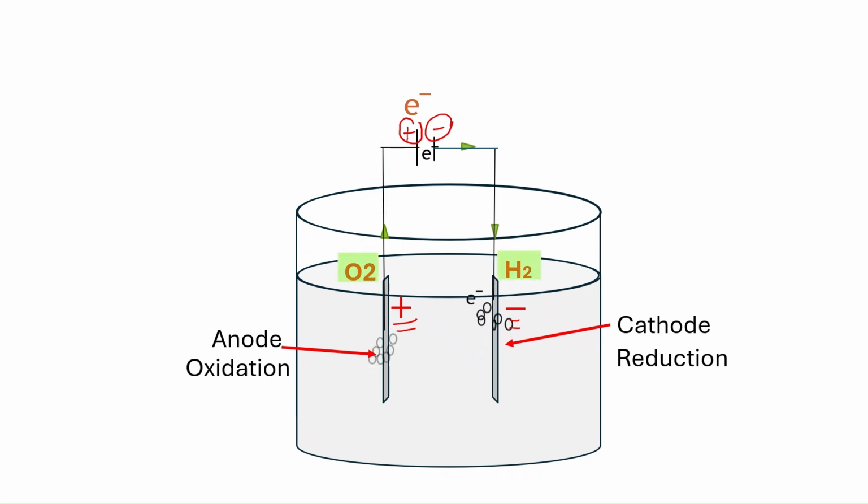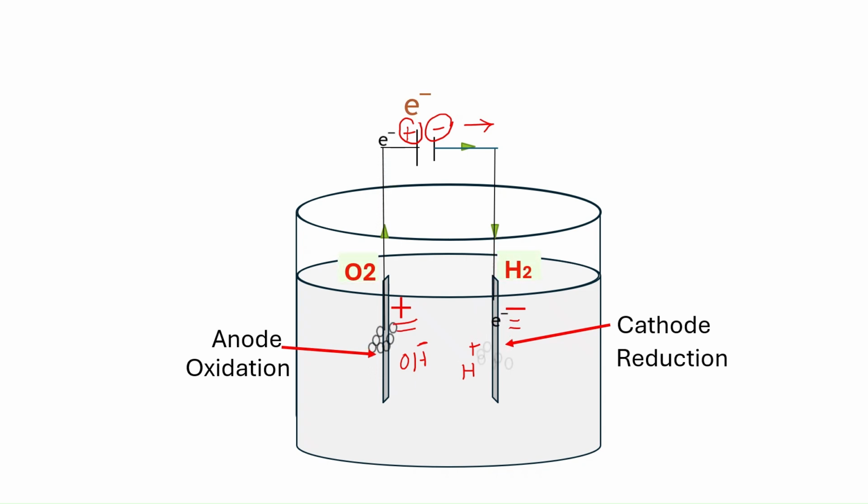Electric current flows from the positive terminal to the negative terminal. Electrons flow in the opposite direction, from negative to positive, but the current direction will be like this, from positive to negative. This arrow shows the direction of the current.